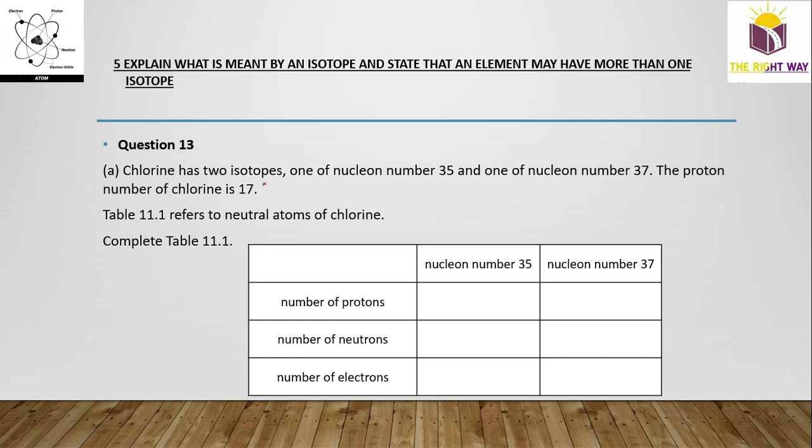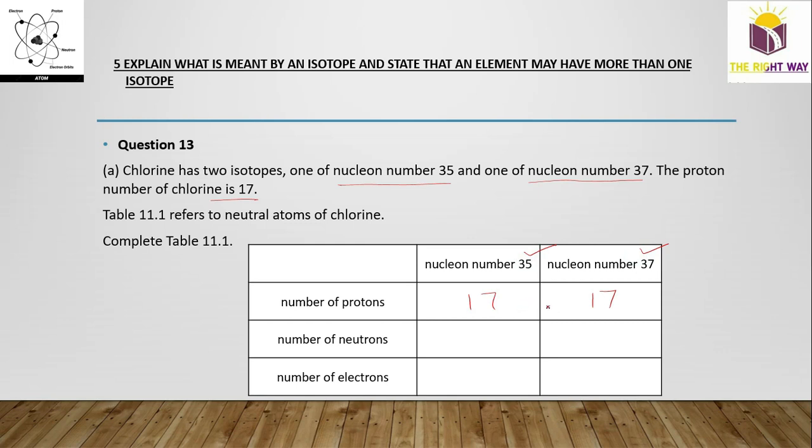Okay, chlorine has 2 isotopes. One has nucleon number 35, and the other has nucleon number 37. The proton number of chlorine is 17. Complete the table. Proton number is the same for both: 17 and 17. One is 35, the other is 37, but they must have an equal number of protons.